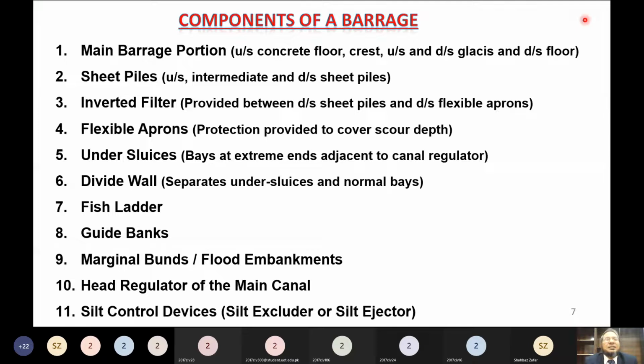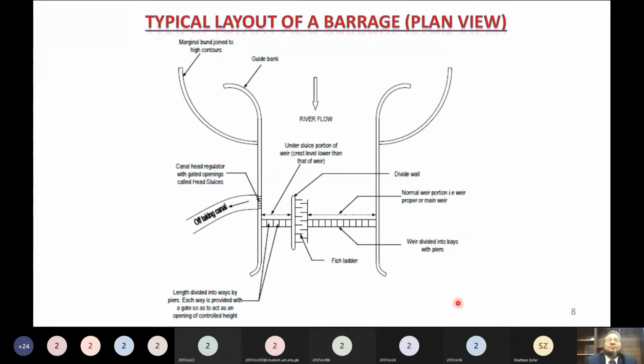In the previous lecture, we discussed the components of a barrage, and I think we discussed the names of all components. Is that true? Yes, sir. Okay. Now we want to discuss them one by one in detail.